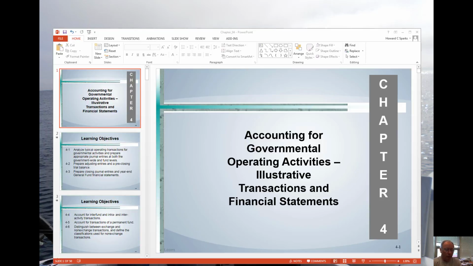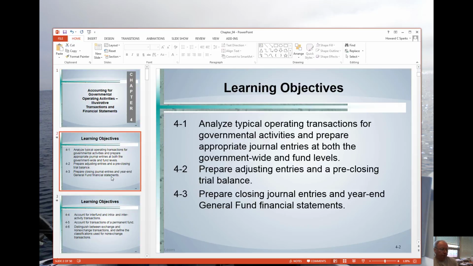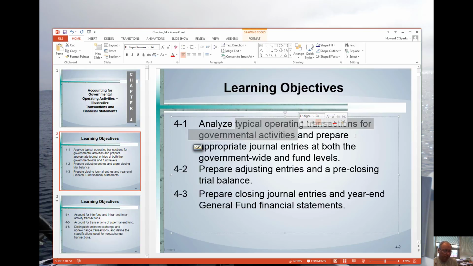And so the entries are very similar, but the accounts that are used relate to the financial statements, specifically like the governmental activities, the statement of activities. Okay, so with that, let's take a look at the next slide. So, learning objectives: we want to look at these typical operating activities, as I said before. And so we're going to be looking at the appropriate journal entries at both the government-wide and the governmental fund level.